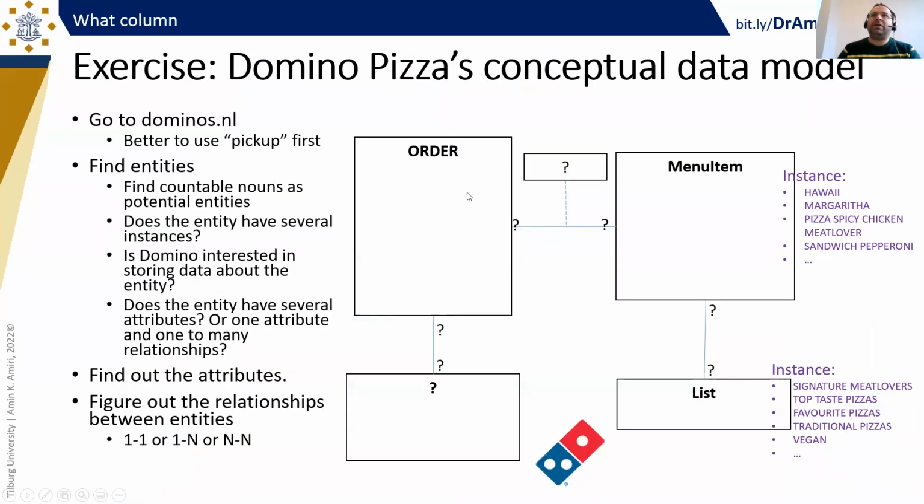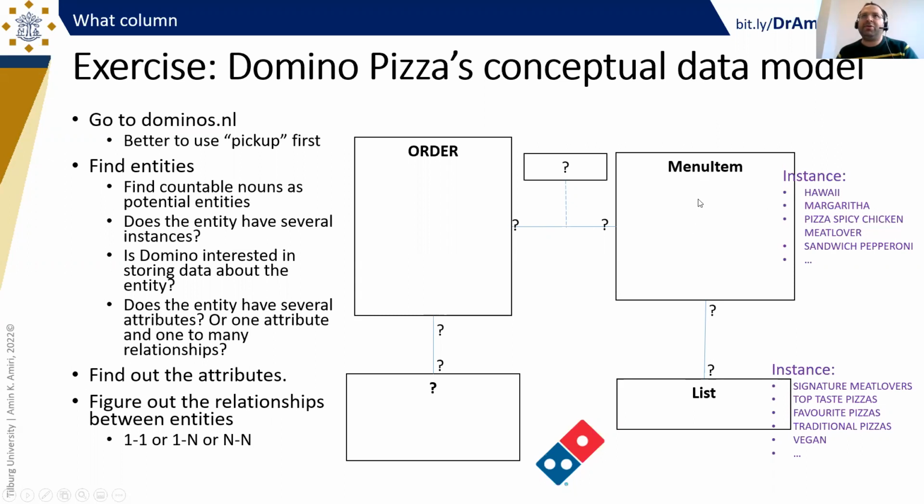So let's try to create part of the conceptual data model for Domino Pizza. I explain here how you can find entities, but this can be useful for your assignment. But to have a better understanding of an ER model or a conceptual data model, I have created this, and I have provided some instances here. For example, for menu item: Hawaii pizza, margarita pizza, spicy chicken pizza.